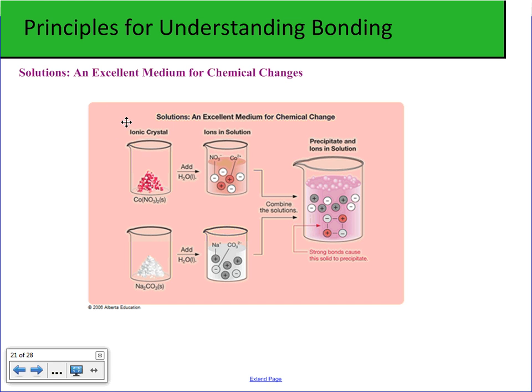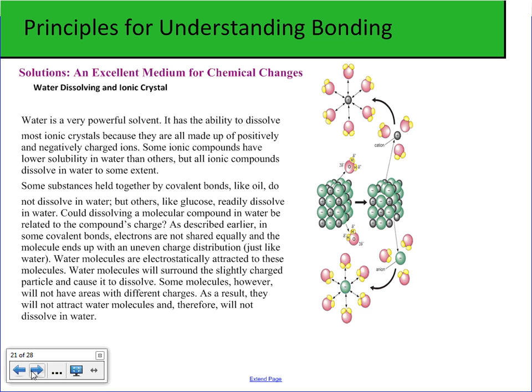So here we can see we have an ionic crystal. We add the solution, which breaks them apart. Okay. We have another ionic crystal, adding water, breaks apart the ions, and when we combine the two, some of them will still stay in solution, but some of them will precipitate out and form a precipitate because they are much stronger bonded together, forming a solid.